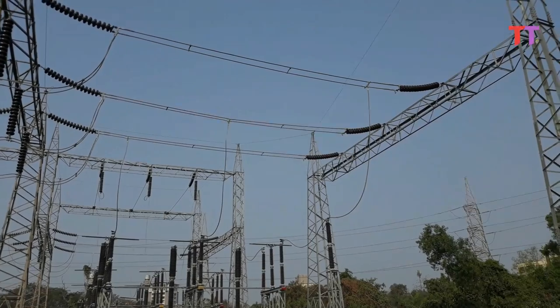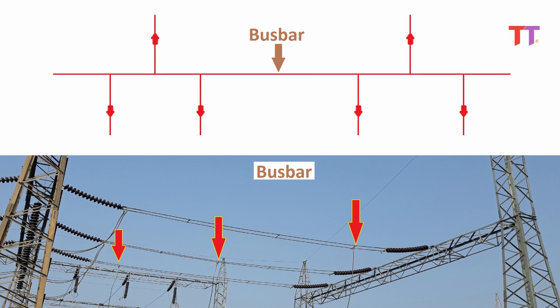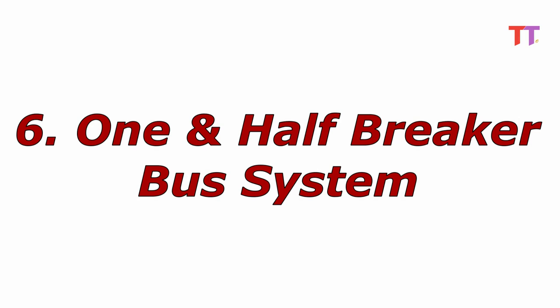In continuation with the first part of the video, let's begin with the next busbar system used in electrical substation. 6. 1.5 breaker bus system. As shown in the diagram, there are two buses, bus 1 and bus 2. Respective bays are connected to bus 1 and bus 2.